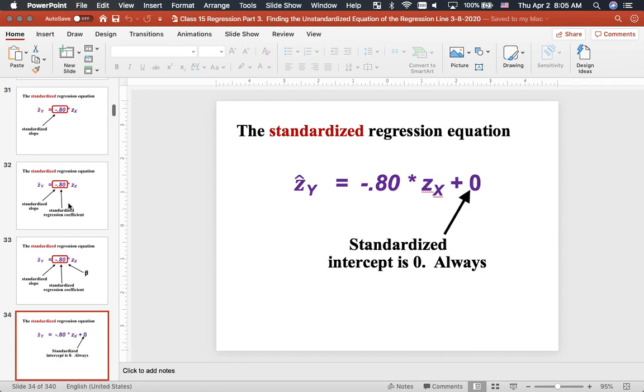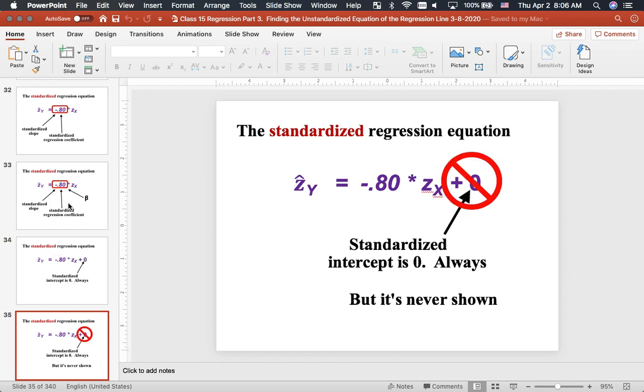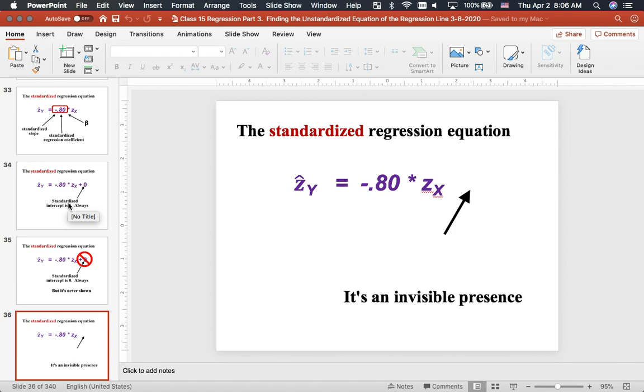And as we know, the standardized intercept is always 0. Why is it always 0? Well, it passes through the point of averages. So in a standardized regression equation, the point of averages is always 0, 0. We just don't show it. It's invisible, but it's there.